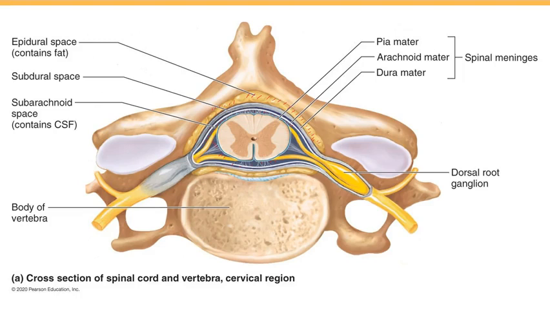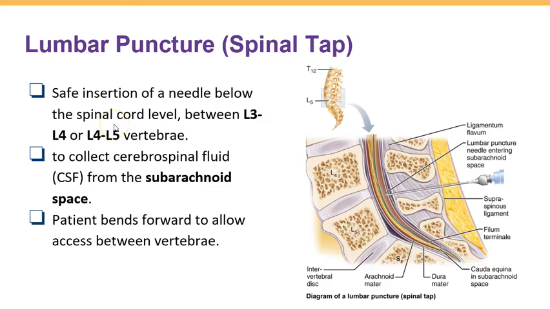Okay, now let's discuss how we safely collect the cerebrospinal fluid, or CSF, through a procedure called a lumbar puncture. Lumbar puncture, or spinal tap, is a safe insertion of a needle below the spinal cord level. So the needle is inserted below the level of the spinal cord, specifically between L3, L4 or L4, L5. This is crucial because the spinal cord ends around the L1, L2 level. So we want to avoid damaging the spinal cord.